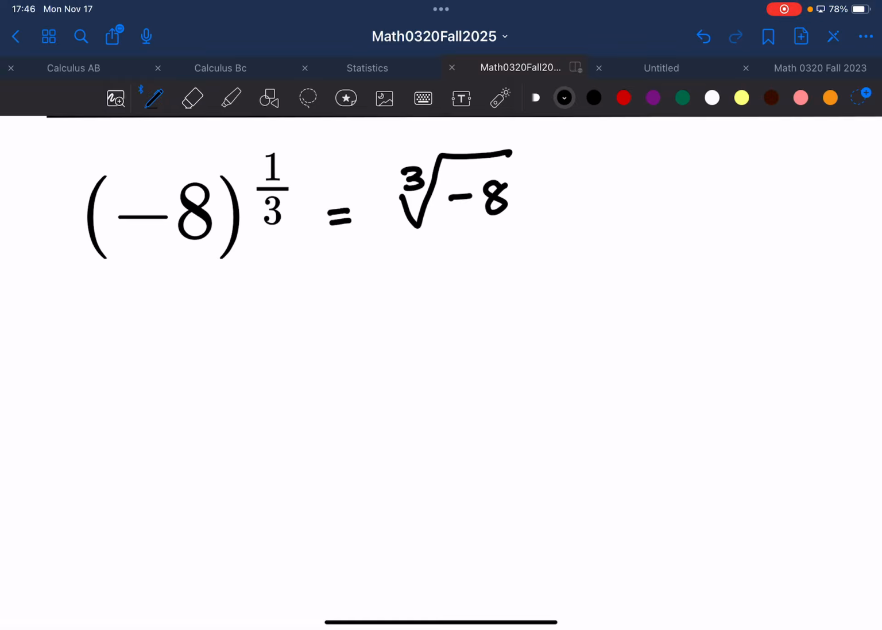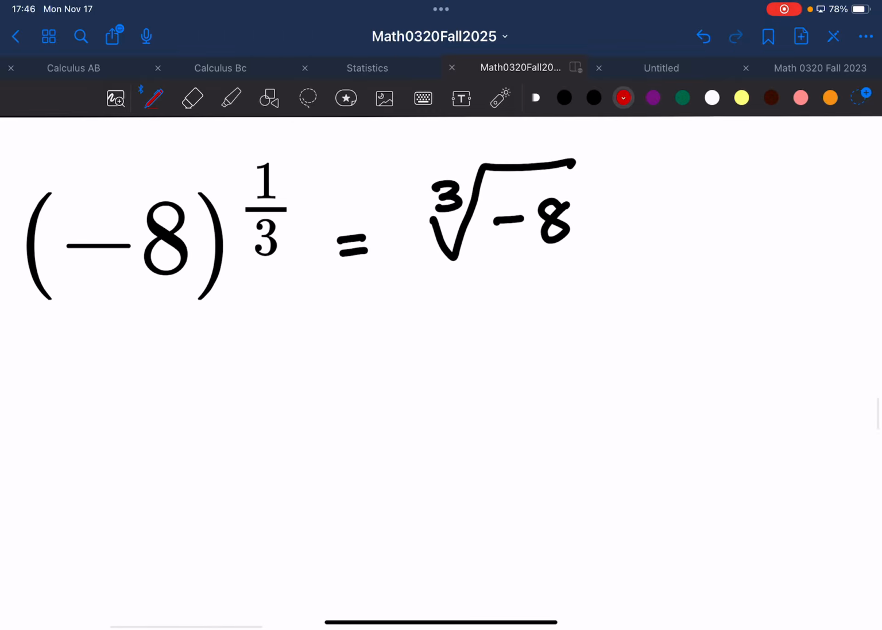Okay, and then remember, now we're going back to Thursday's notes. If our nth term is odd, that means we can have a negative. So look, 3 is odd, which means that negative 8 is okay. So we need to take the cube root of that negative 8, and you can do that by thinking, what number, if I cube it, gives me negative 8, or you do the prime factor tree.